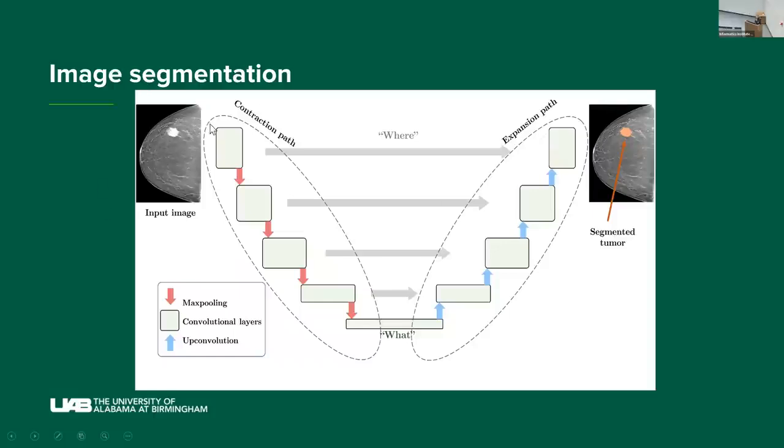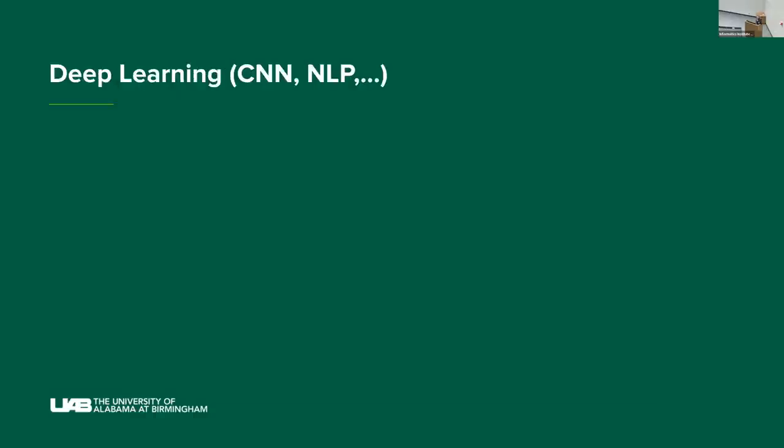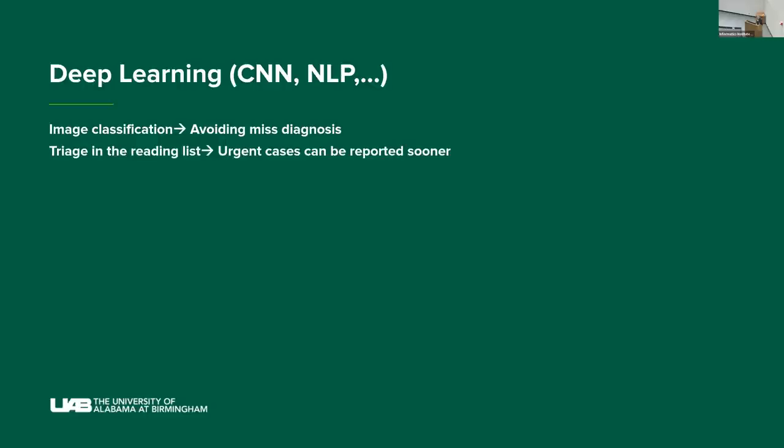And these models, as you can imagine, the shape is the shape of U. They are called the U-Net model. They are very robust neural network models for image classification plus segmentation in the radiology. So if you look at the current application of the deep neural network in the radiology, we can do image classification and avoid misdiagnosis. We can triage the patient in our workflow. We can move the patient to the top of the list in case of urgent finding on the radiologic images.